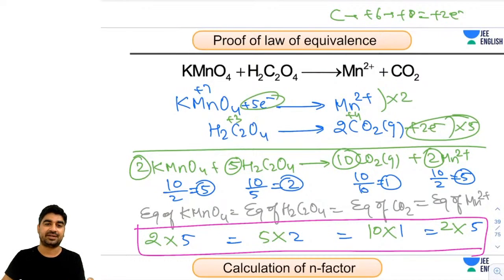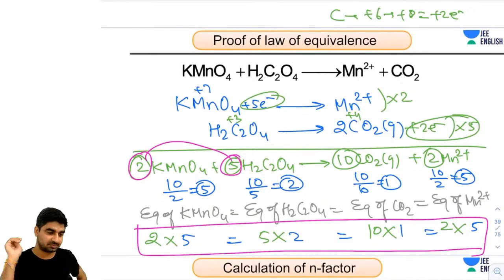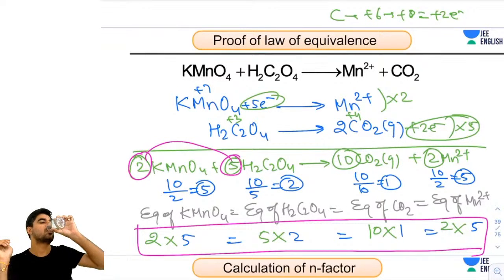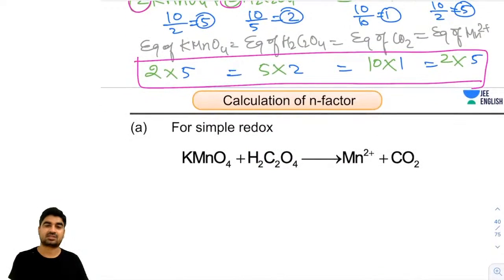So I'm proving my point. Whatever be the coefficient, here you can say 2 moles of KMnO4 are reacting with 5 mole of it. But in terms of equivalent, you will say equal equivalent of KMnO4 will react with equal equivalent of the oxalate. Any doubt, guys? No doubt. Is that done now? So this is all about n factor. Next class I will start calculation of n factor and then we will practice some problems.